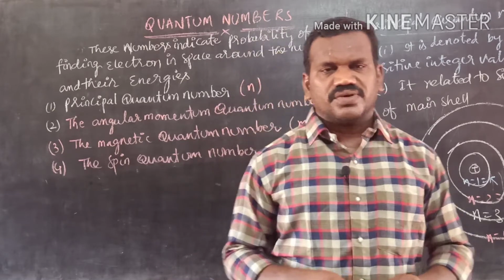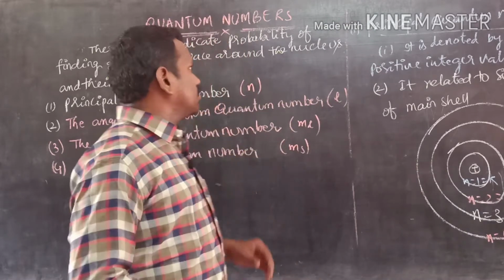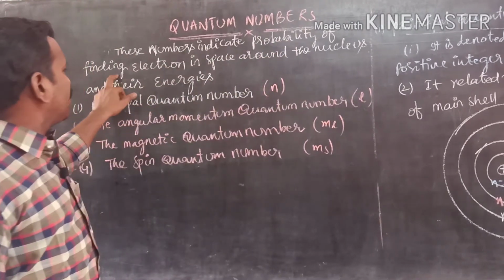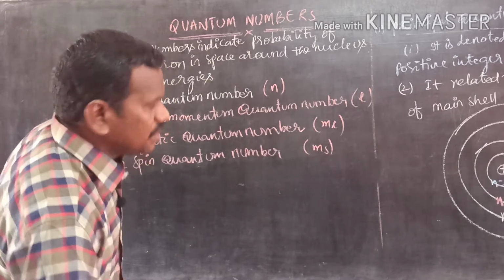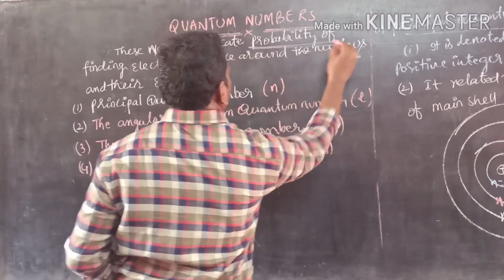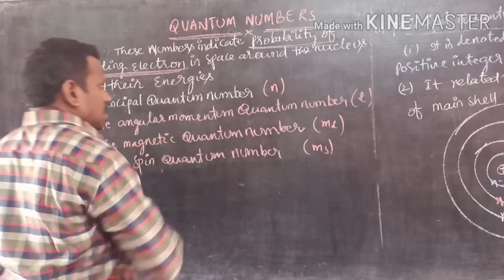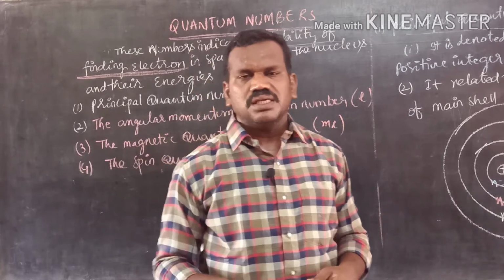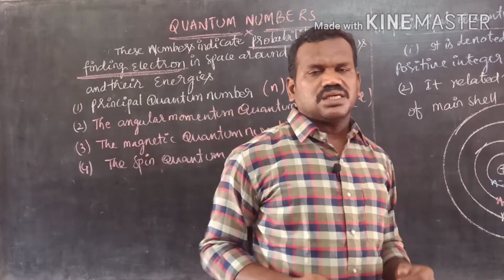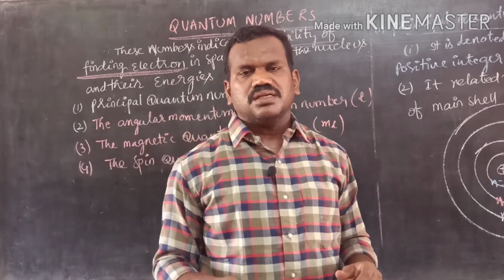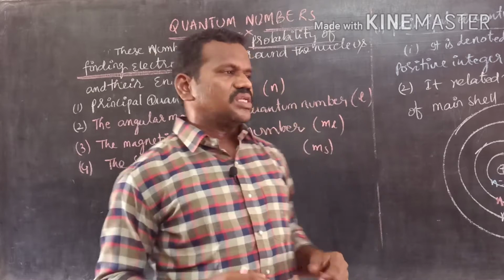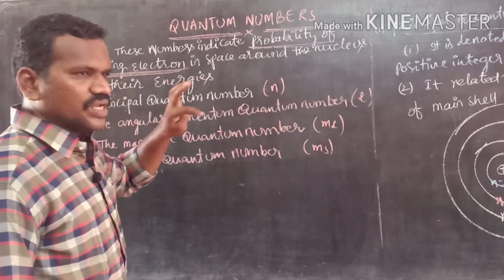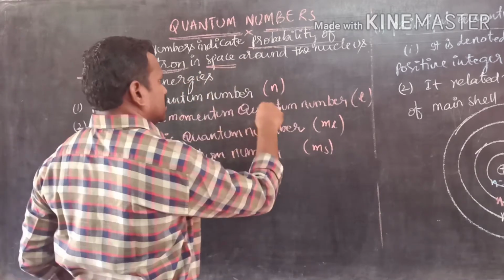Now let us first discuss the need for quantum numbers. These numbers indicate the probability of finding an electron. Why? Because the electron is the smallest particle, and we can't see it with our naked eye. So, in the orbit around the nucleus, there is only a certain possibility. We can just guess where the electron is present. For that reason the phrase comes, probability of finding the electron in a space.